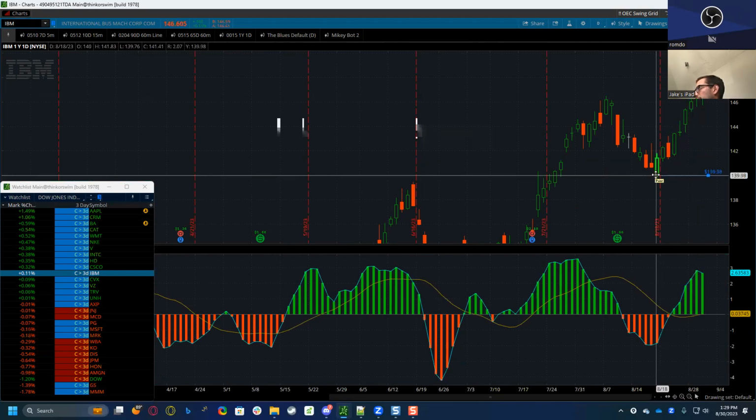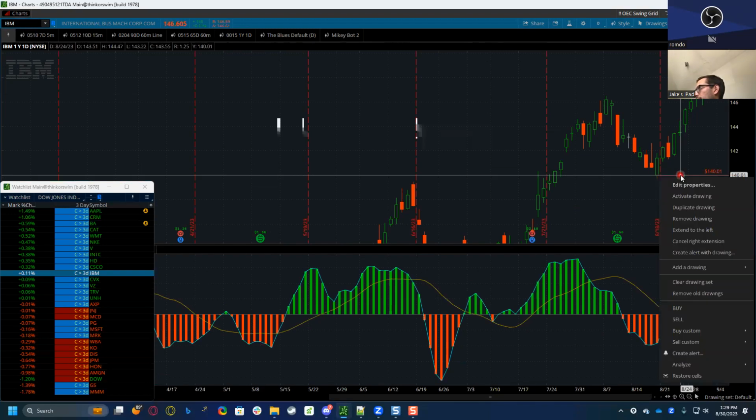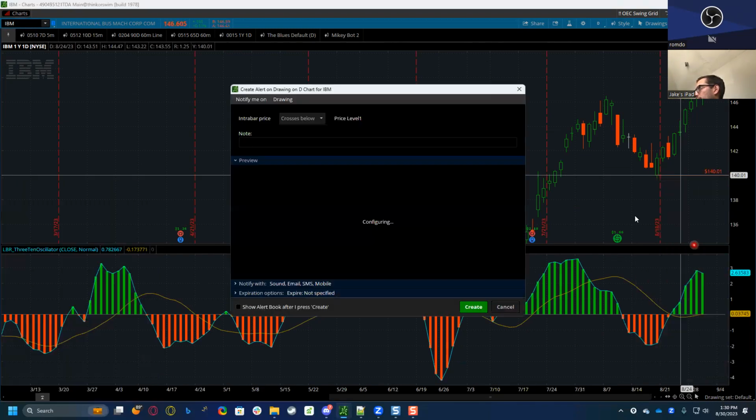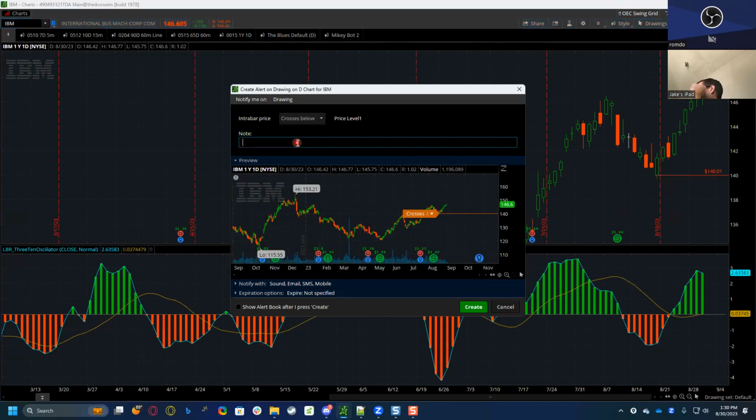The thing is, we've already done all the work. So we just set an alert because I want to know when we cross that. You can do that on the Discord too, by the way. Just type in alert, use \alert.